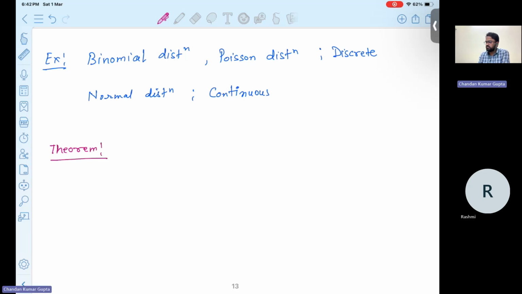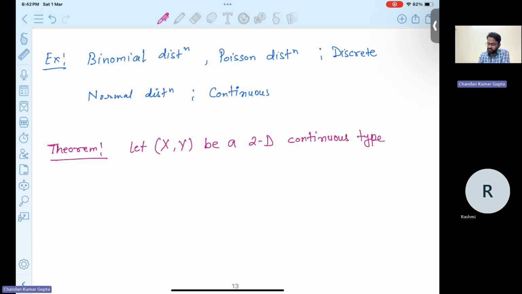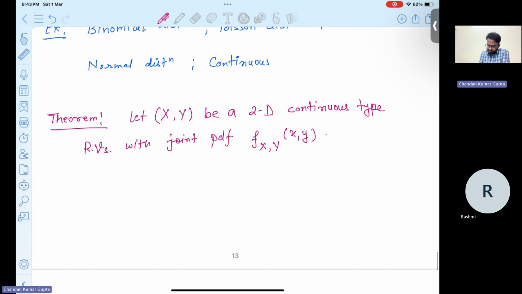Let x and y be two-dimensional continuous type random variables with joint PDF given as fxy. Now define z, which is a function of x and y, as h1, and w, which is h2, another functional form of x and y.